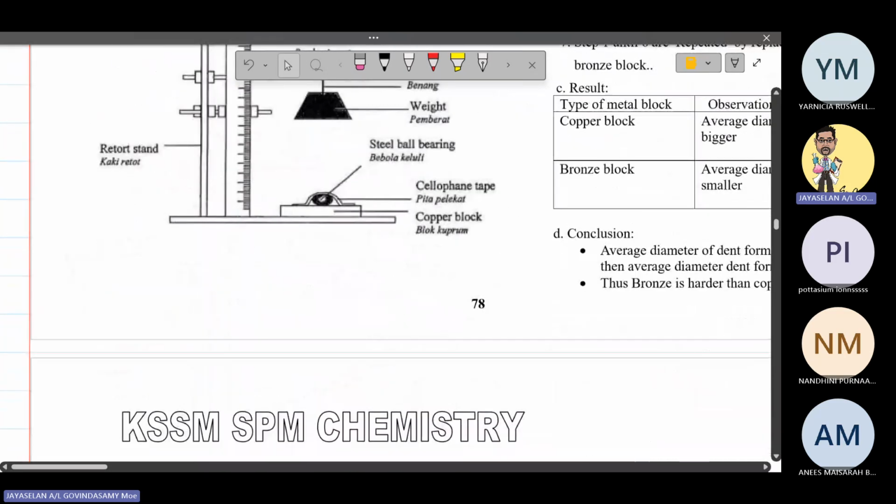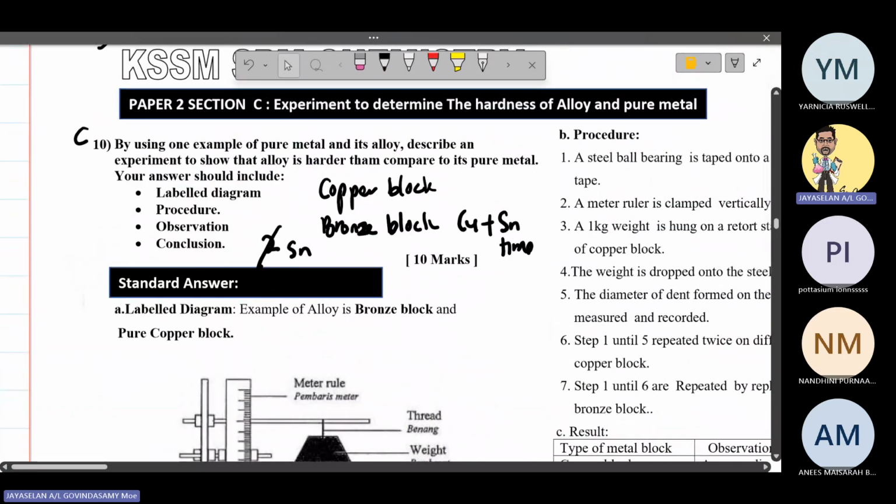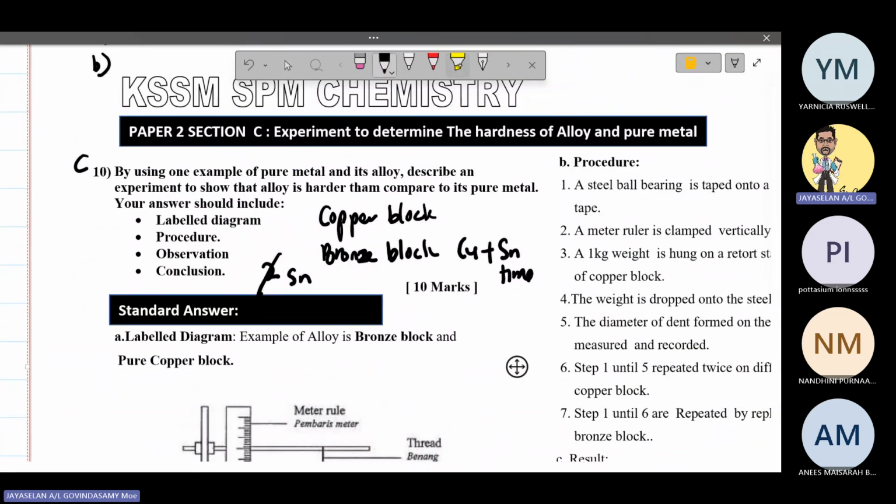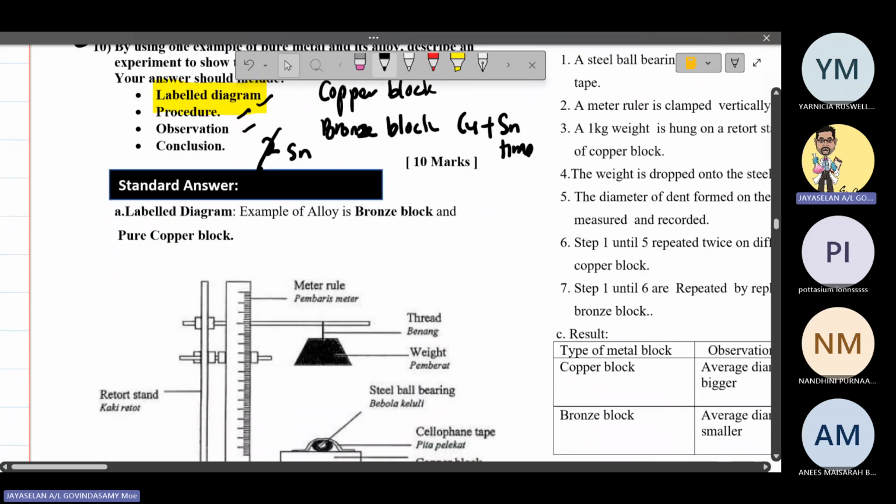Page number 78. So what do they ask in the question? This is how many marks? 10 marks, right? They will not ask everything. I put everything, but they will ask only three things. They want a labelled diagram. For this, you have to memorize the diagram. They want procedure, observation. 1, 2, 3 only. They ask for conclusion, no need, but I put the conclusion on it also. Memorize. Your answer should be like this.